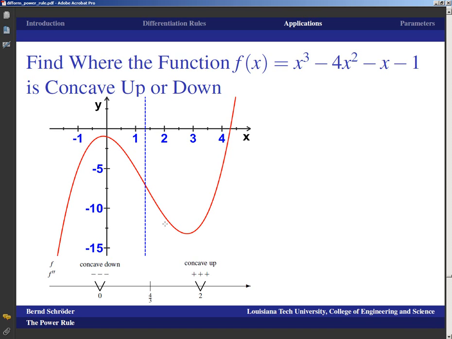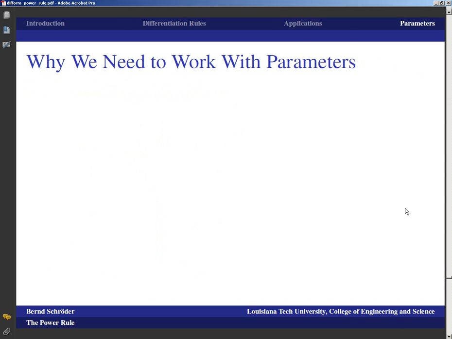The function is concave down, and then it is concave up. And that, in a way, is the predictive power of mathematics that we certainly are going to put in good use in our applications of calculus.